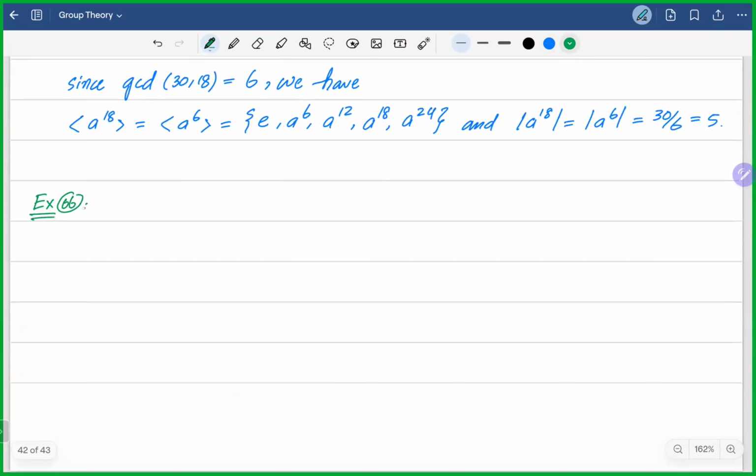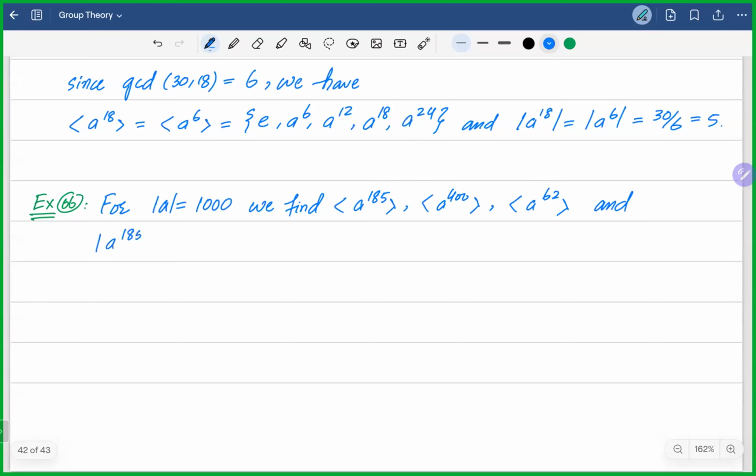Now, we can also go for even higher powers, and let's say we have Example 6, which says that for order of a equal to 1000, we find the set generated by a power 185, a power 400, a power 62, and the orders of these sets.